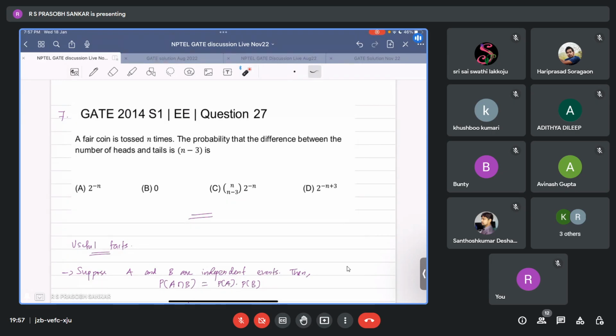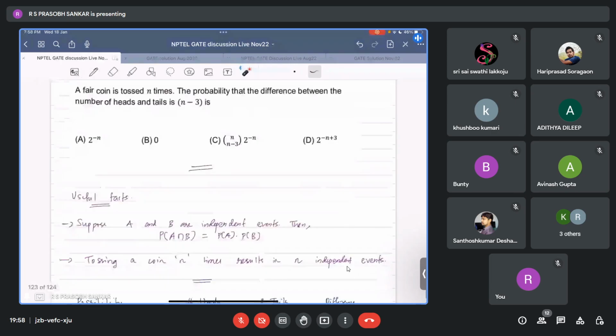We are tossing a coin n times. Each time it could be a head or a tail. We want to find the probability where the difference between heads and tails is n minus 3. So maybe we can have something like one head and n minus 1 tails. So for having the difference n minus 3, what's the probability? This particular question is very simple.